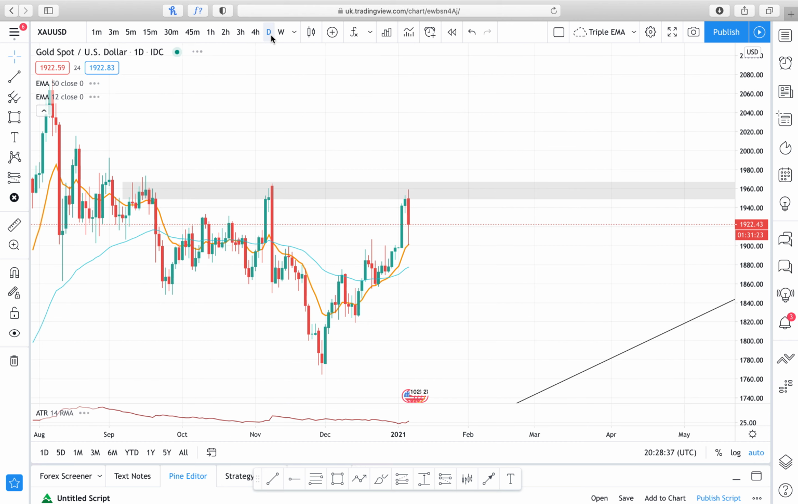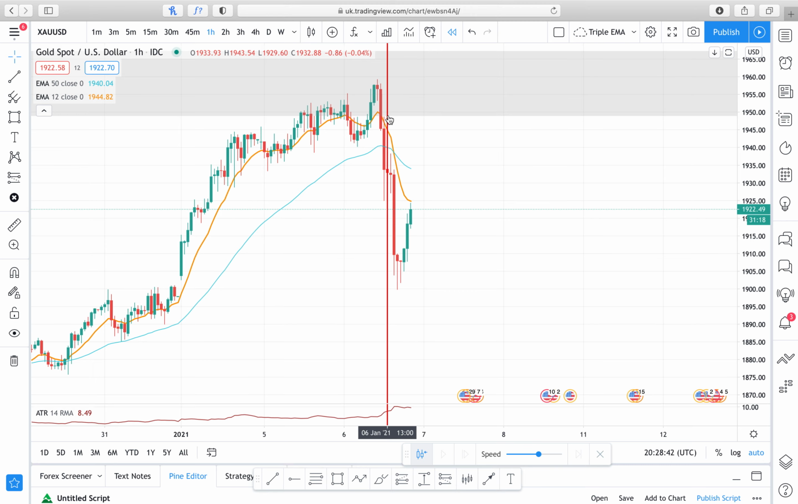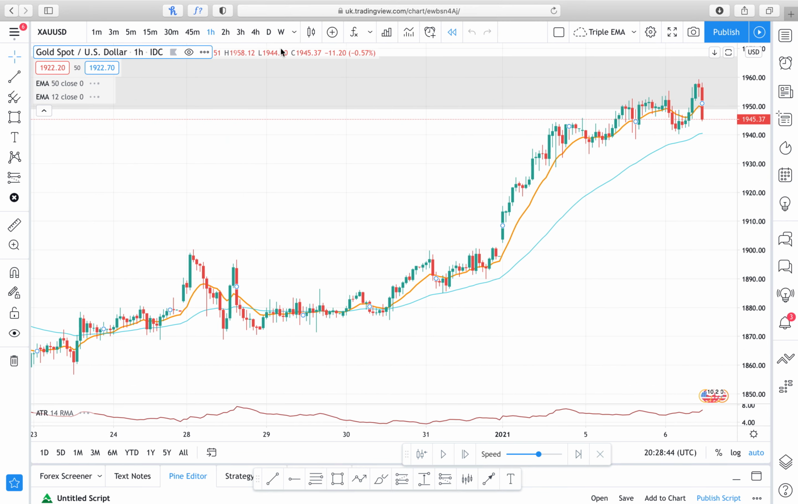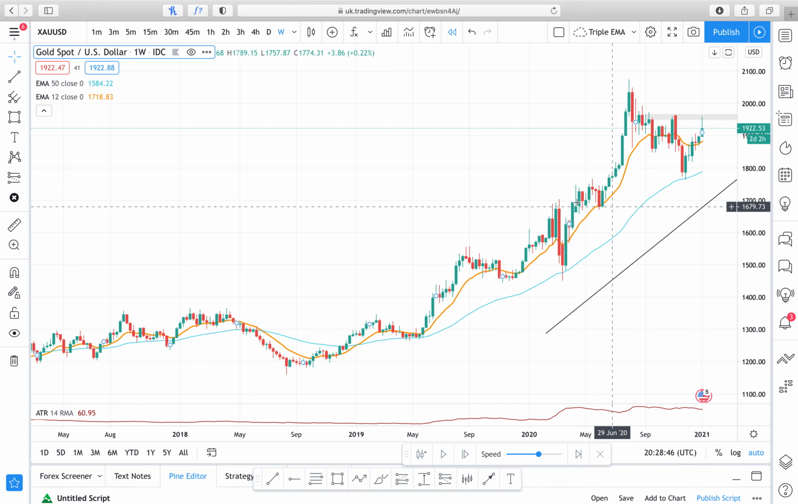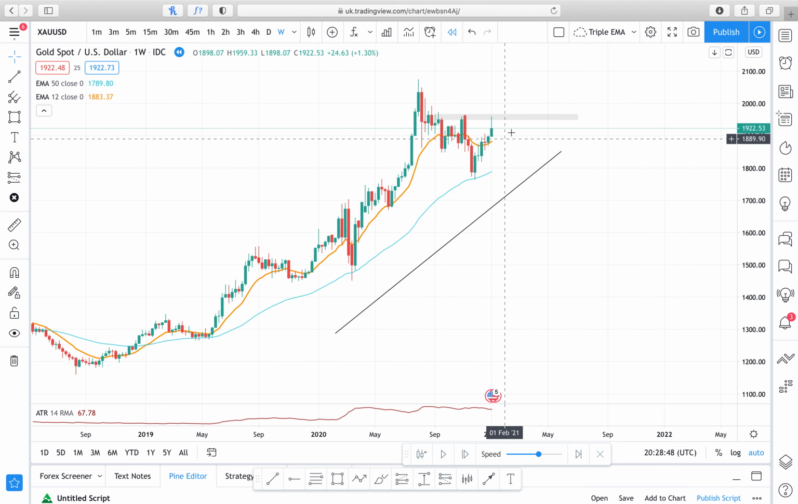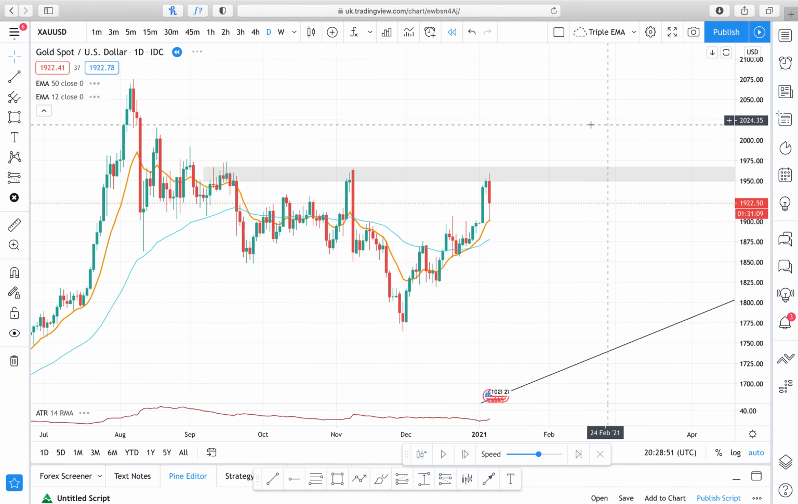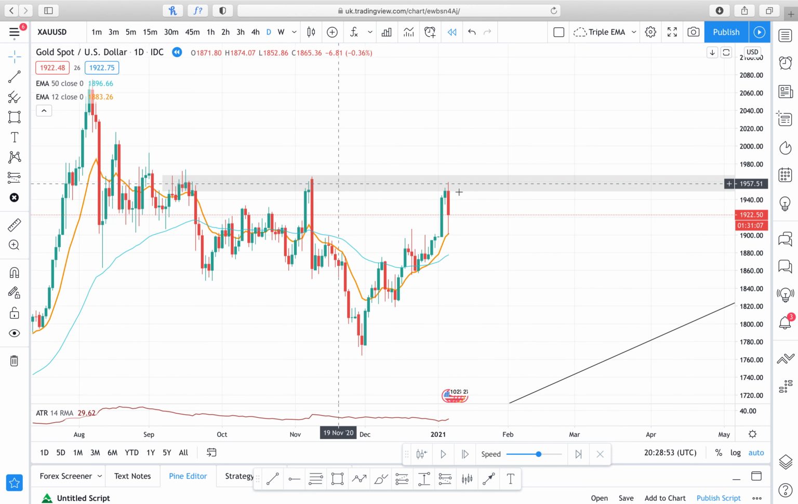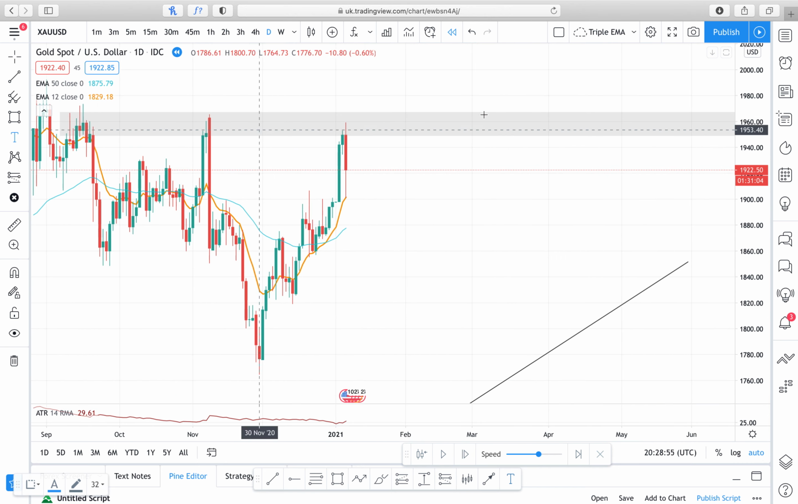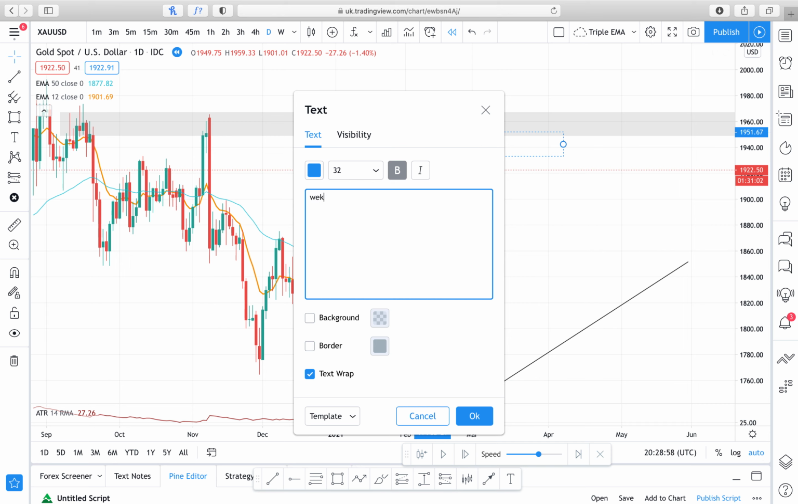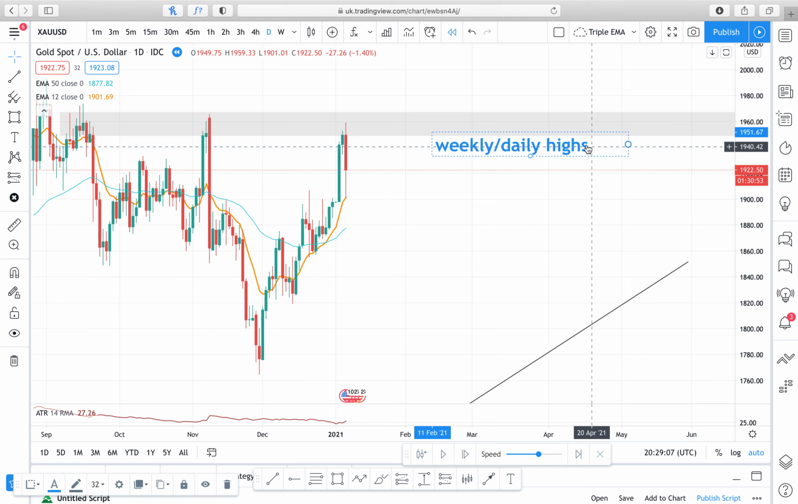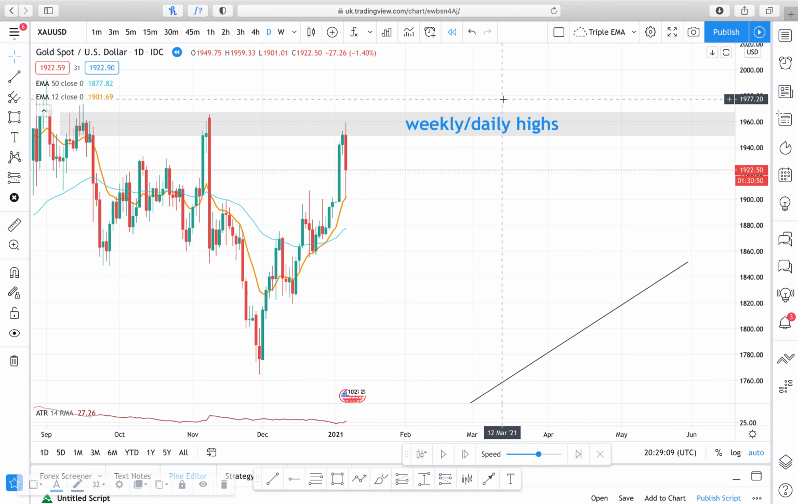So I moved down to the daily. I'm actually going to reverse this to where I was looking at this trade, so around this area. Yeah, you can see we've got the same rejection there. So I moved down to the daily, and you can see we're at a daily level as well. So what I did was map out this as weekly slash daily highs. I popped that up there for reference on the lower time frames. So that was there, lovely.